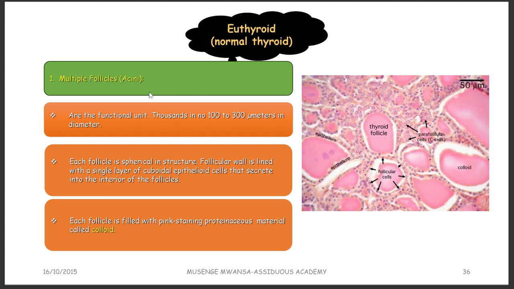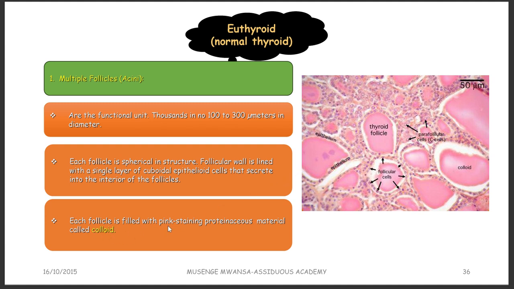Can you see that it has got multiple follicles? This is a thyroid follicle, thyroid follicle, thyroid follicle. There are a lot of them. They're also known as acini. These are the functional unit of the thyroid gland. They are about 100 to 300 micrometers in diameter. And each follicle is spherical in structure and is lined by cuboidal epithelium that secretes into the interior of the follicle. This cuboidal epithelium is what will be producing the products into the interior.